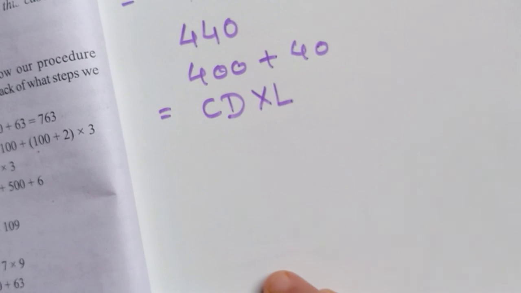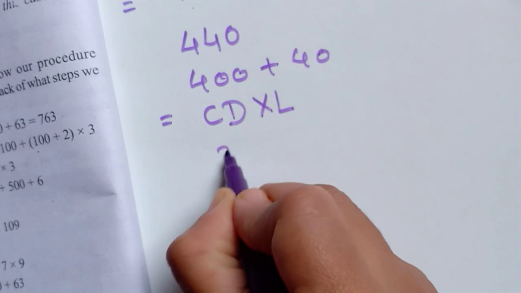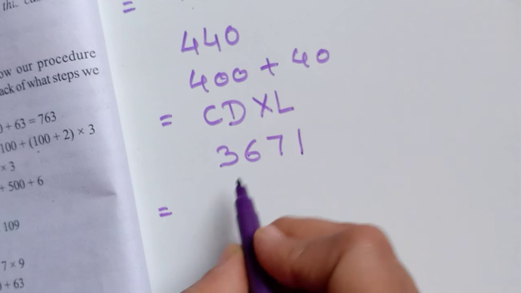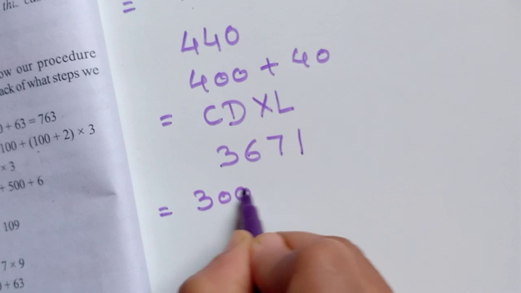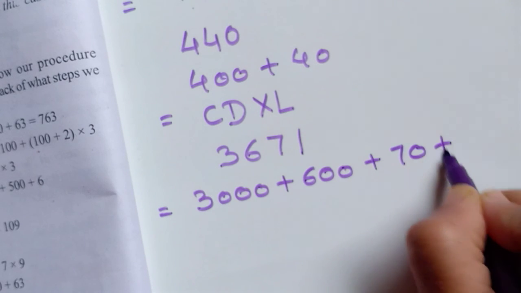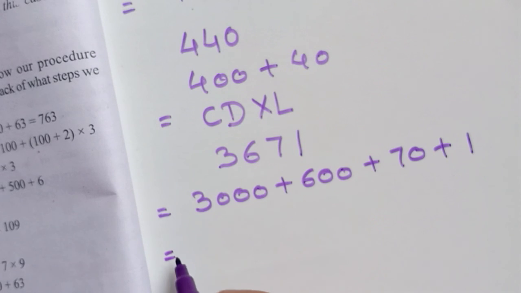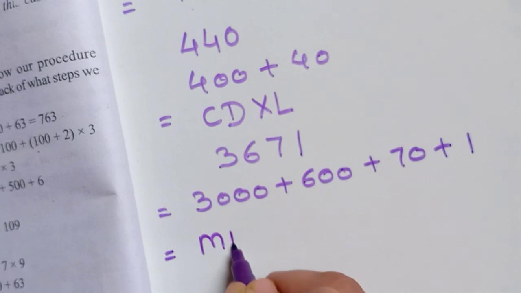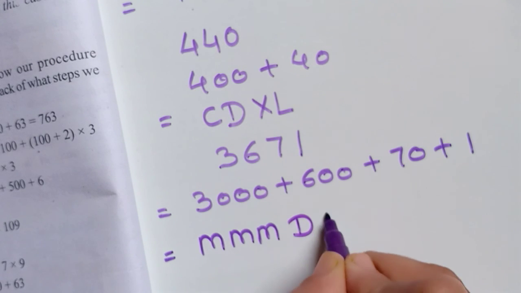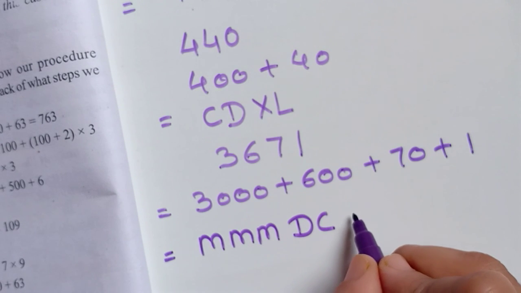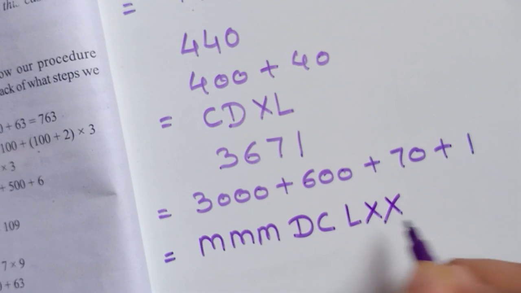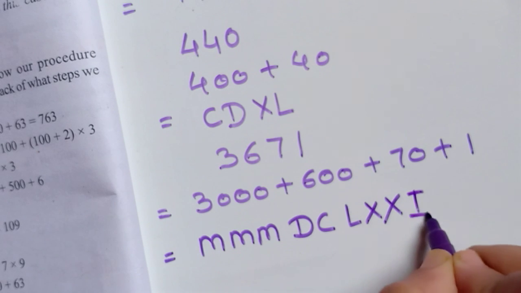Let's take another big example. Suppose 3671. Don't worry, just expand it. 3671. Now for 3000 we have triple M. For 600 we have D, C. For 70 we have L, double X. And for 1 we have I. So this is 3671.